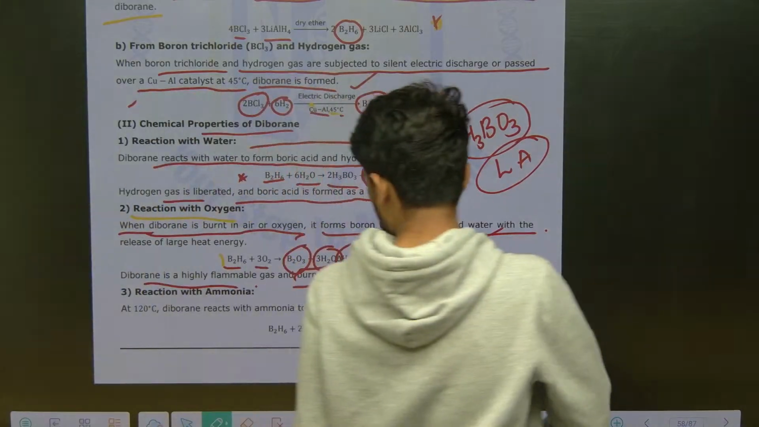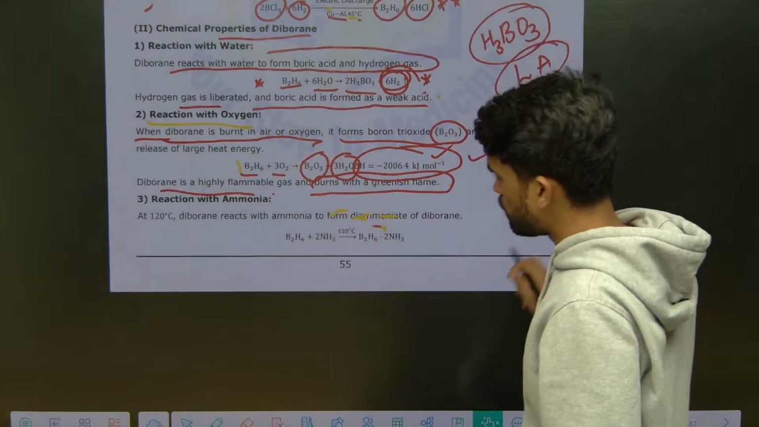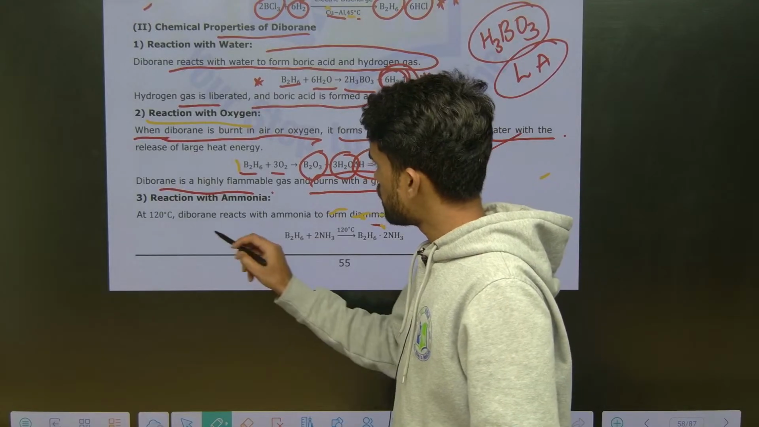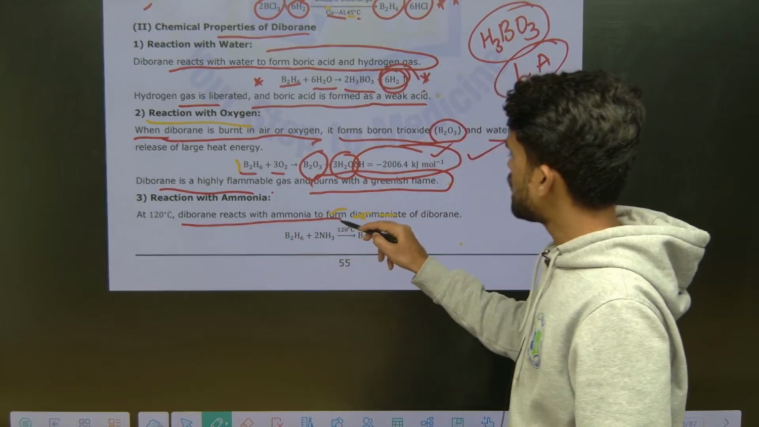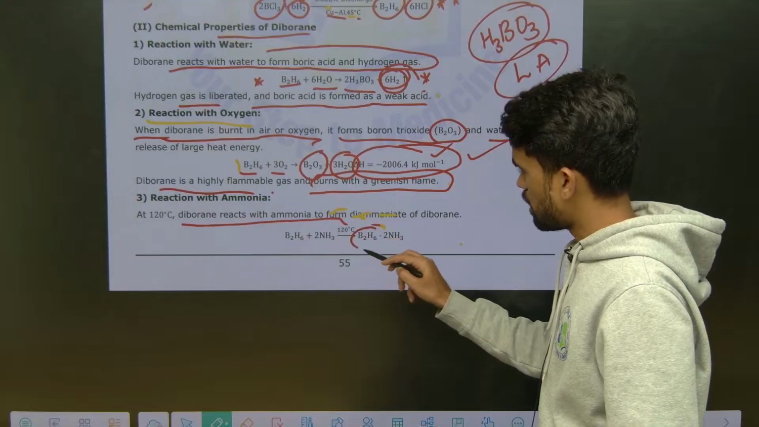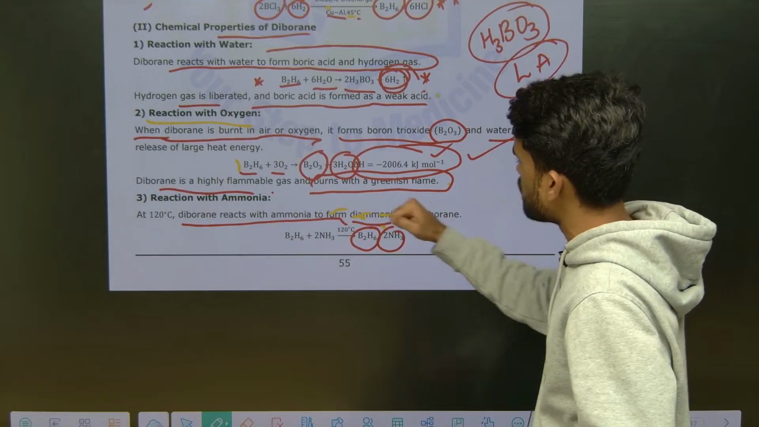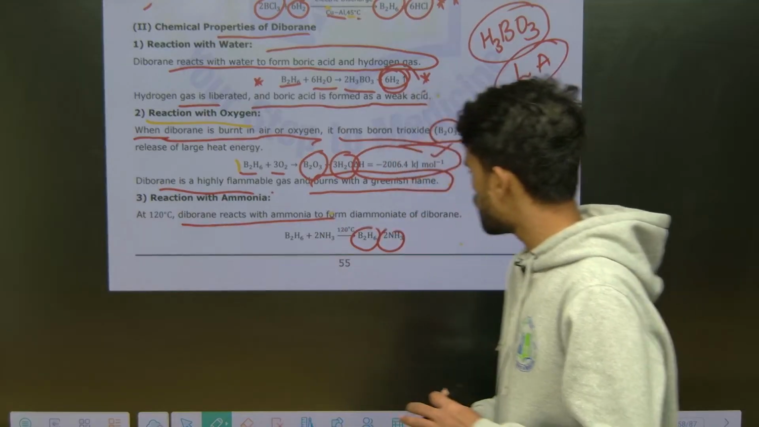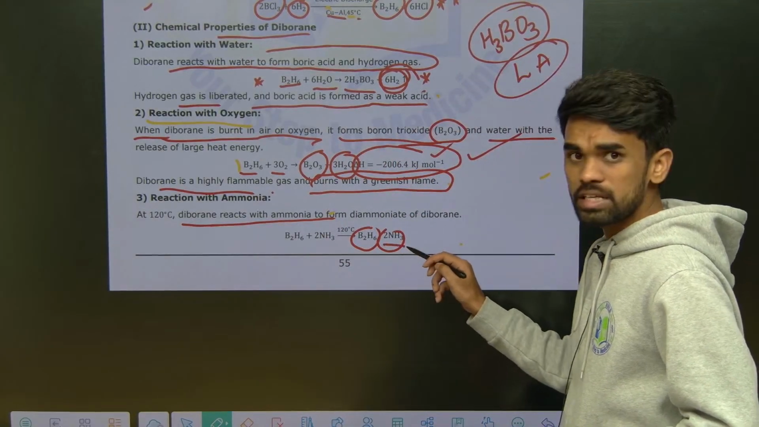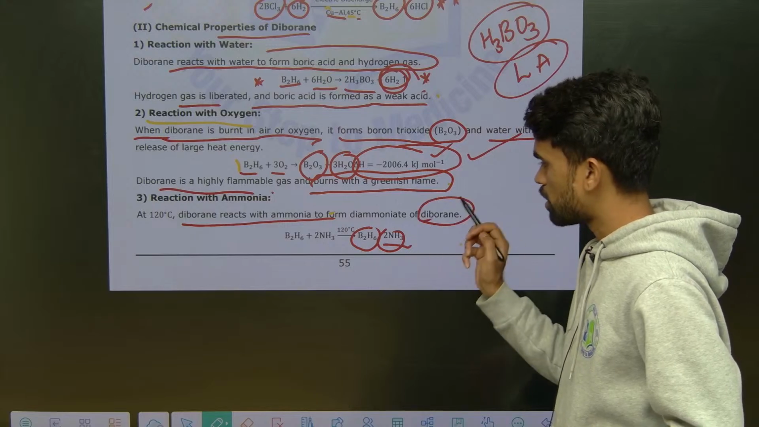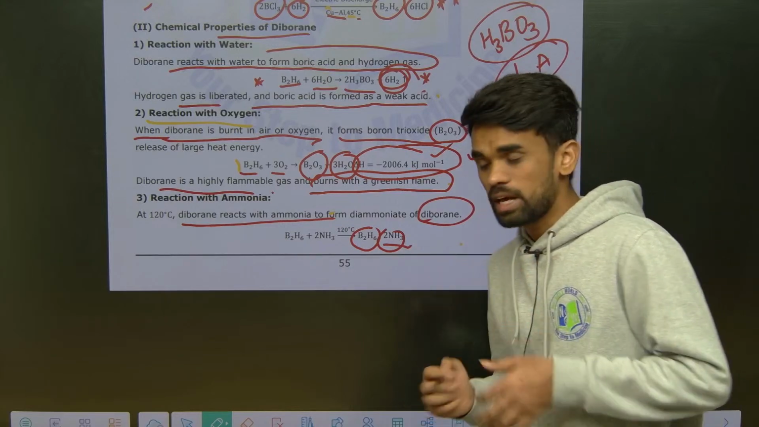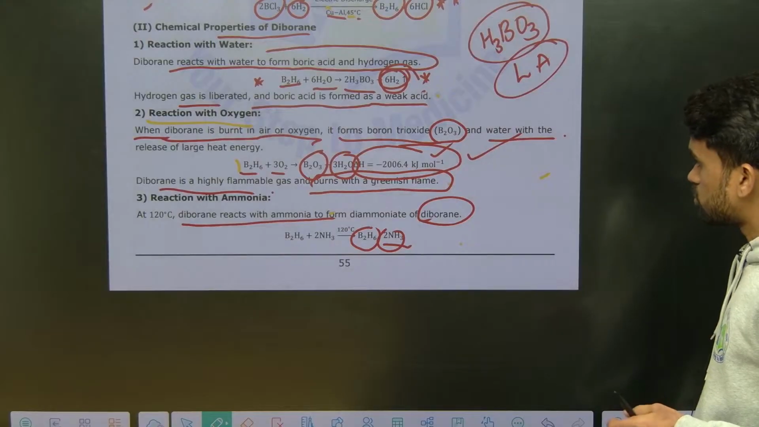Next, this is also an important reaction: diborane with ammonia. When you are treating diborane with ammonia, it forms ammoniated diborane. It means two NH3 groups are there with this diborane. B2H6 dot 2 NH3.